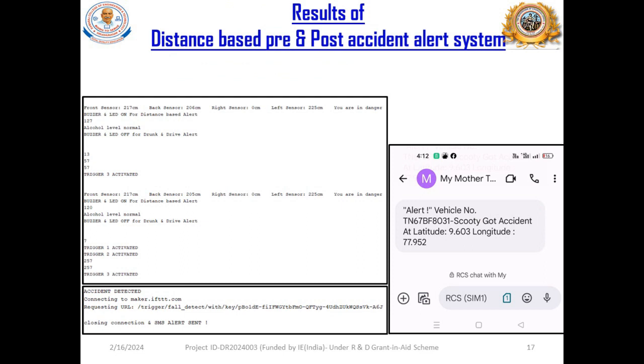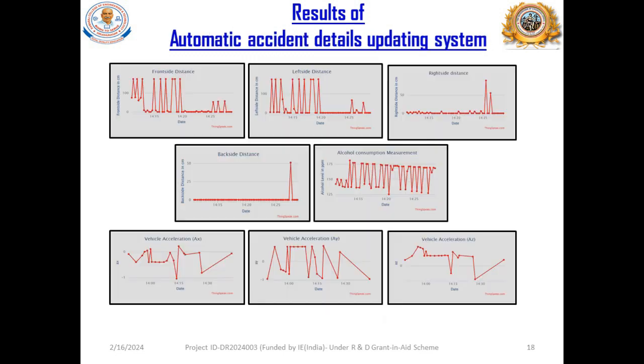These are the results we obtained in the serial monitor of the Arduino platform, as well as in the IFTTT application, for all the sensor modules: the collective information of ultrasonic sensor values, alcohol level sensor values, and vibration sensor values. When all three triggers are activated, it means an accident is detected. Immediately it calls the IFTTT application website, creates an SMS alert, and sends the message to the respective persons with the alert, vehicle number, vehicle type, and the accident's latitude and longitude values. This is the result of the post-accident reporting system.